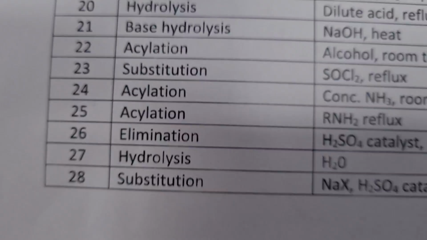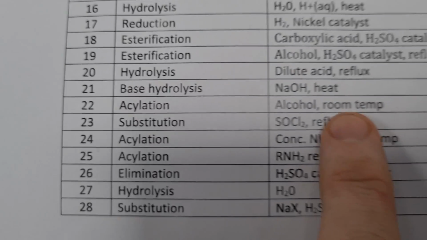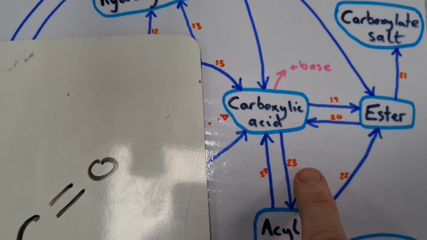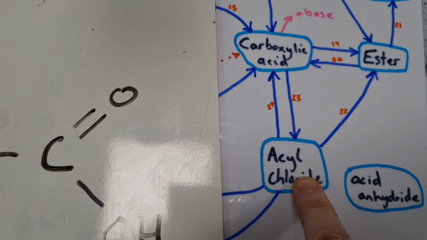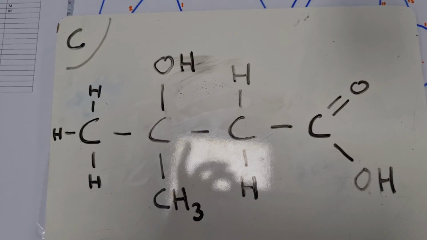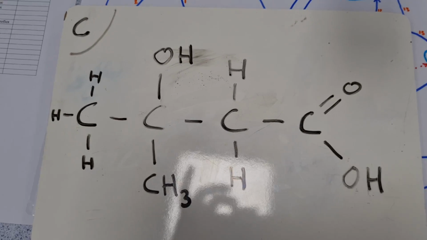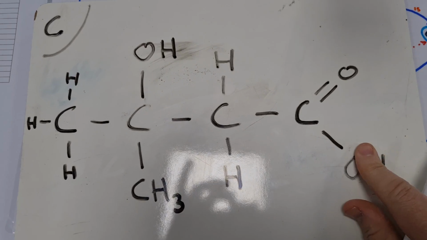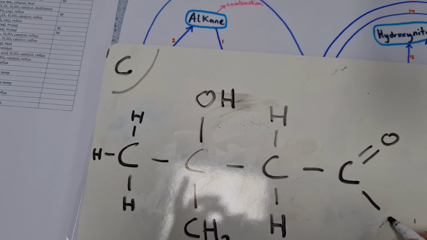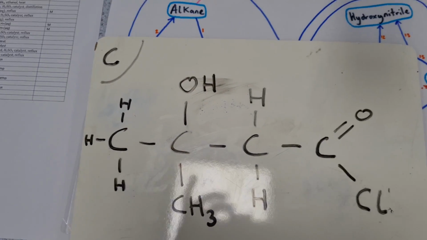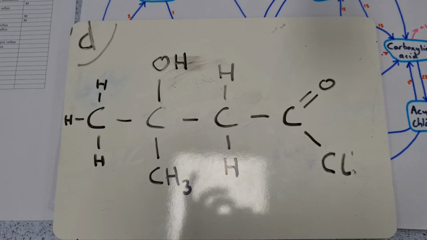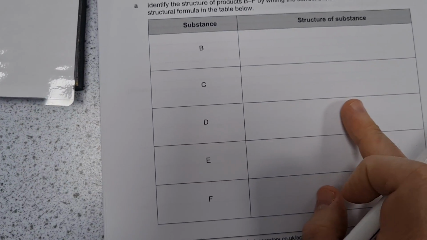So it's a substitution reaction. Okay, we come down here, 23, and we have a little look. We've got carboxylic acid, and 23 is going to take us to an acyl chloride. Okay, so I would need to get C. And to make C into an acyl chloride, we just get rid of this OH group and put Cl. And there we are, we have molecule D. Okay, so if we pop that in that box D, then we would get the mark.